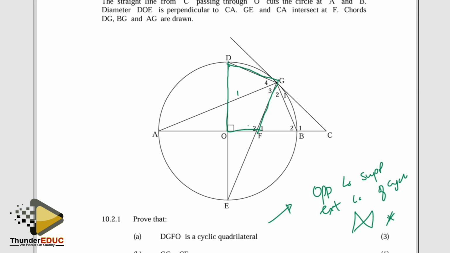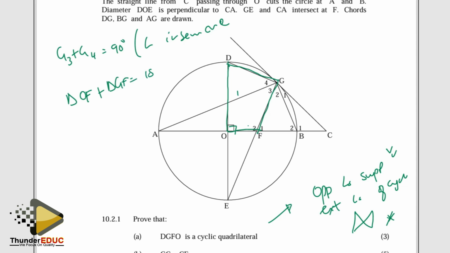Exterior angle will be a bit tricky, so I'm going to use the opposite angles because I know that G3 plus G4 will give me 90 if I focus on triangle DGE. Angle in a semicircle. But we were told that this is a 90. If I get DOF plus DGF, I'm getting 180. Therefore, DGFO is a cyclic quad, and the reason is going to be opposite angles of a cyclic quad are supplementary.